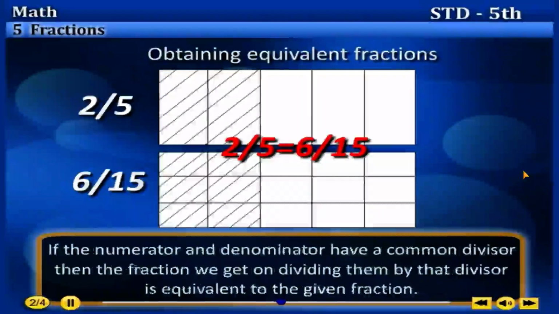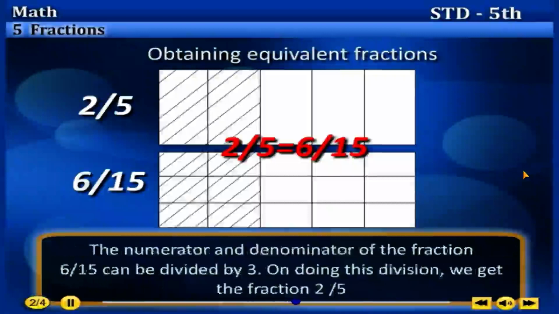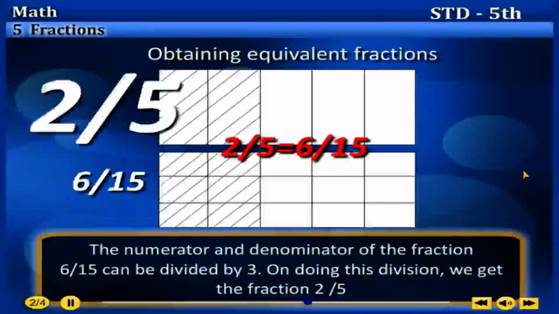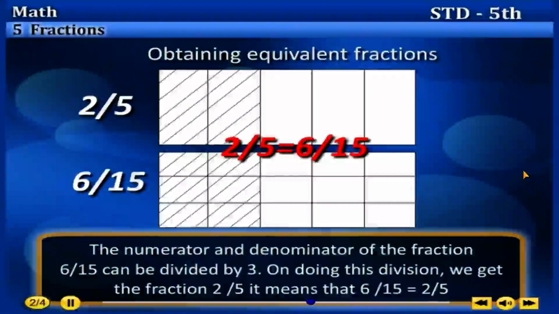If the numerator and denominator have a common divisor, then the fraction we get on dividing them by that divisor is equivalent to the given fraction. The numerator and denominator of the fraction 6/15 can be divided by 3. On doing this division, we get the fraction 2/5. It means that 6/15 equals 2/5.